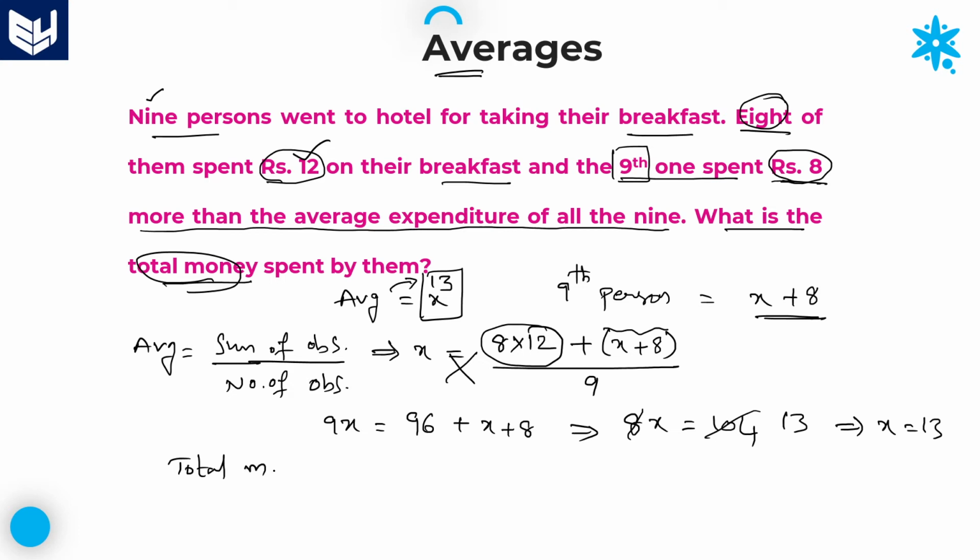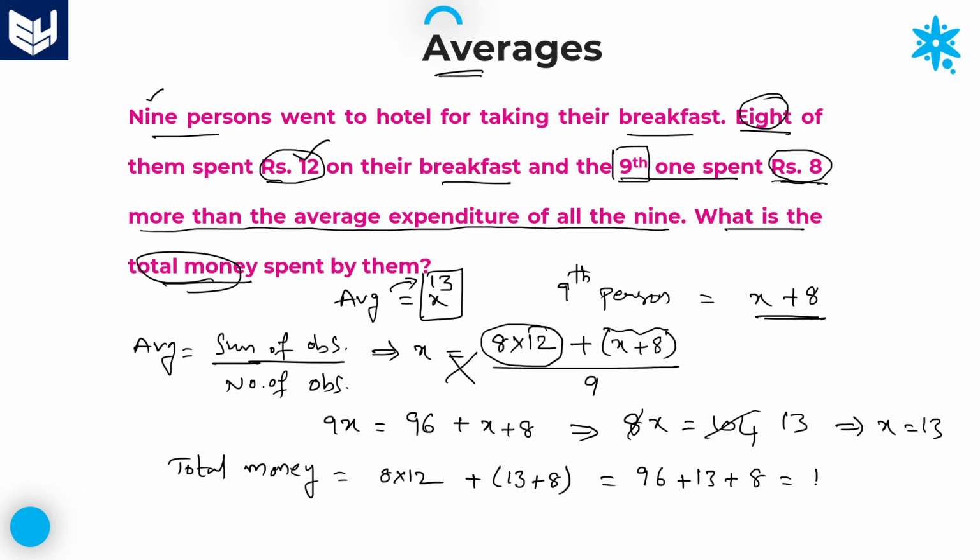Total money spent by them: the first 8 members spend 8 into 12. Each person spent 12 rupees on their breakfast, whereas the ninth person spent x plus 8. Here the value of x we got as 13. 13 plus 8, which is equal to 96 plus 13 plus 8. That value is 96 plus 8, 104.